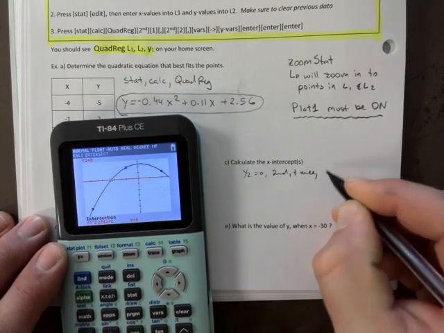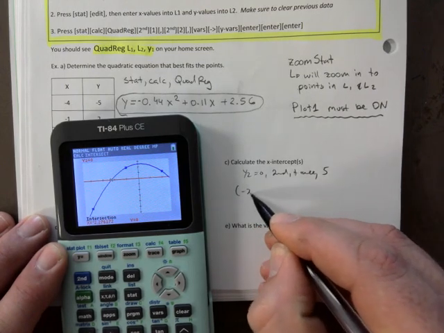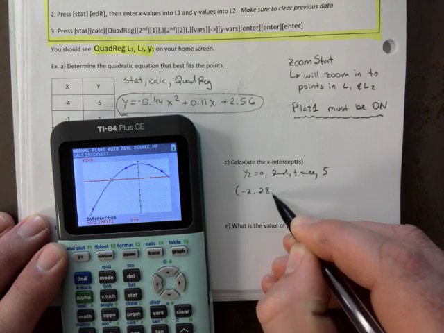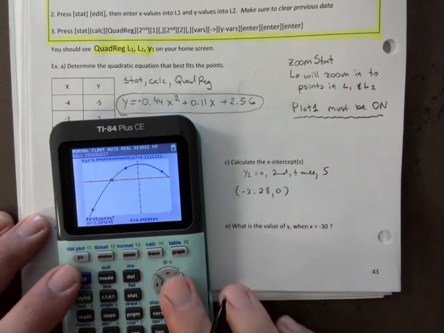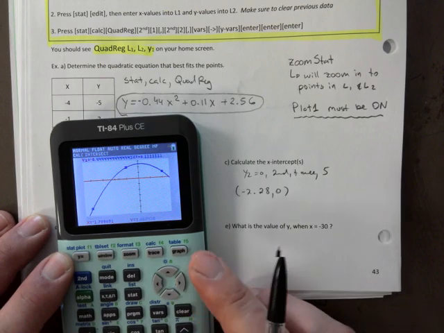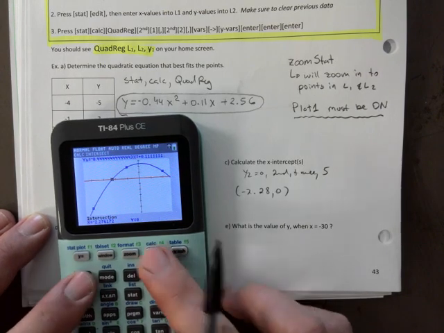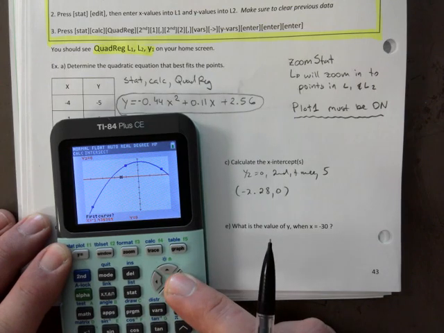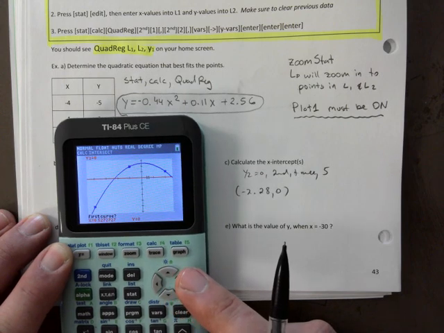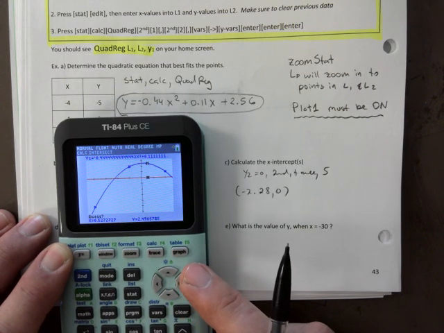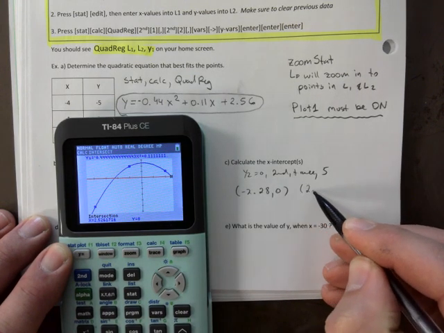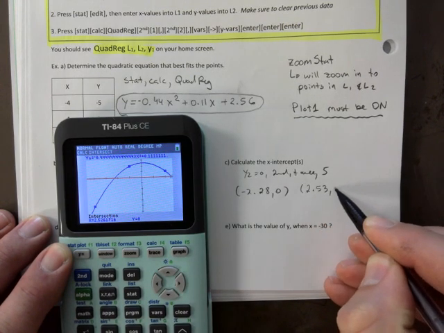Second trace 5. It's negative 2.280. I don't know if the second one is going to work with my window, so I'm going to try it. Sometimes it says error, something with domain. So you just have to increase your X max. It did work for me. 2.530.